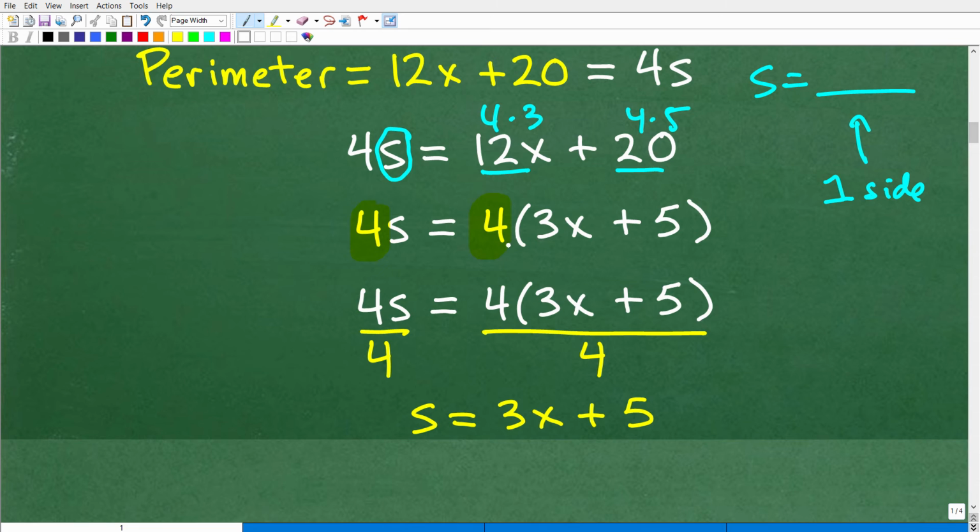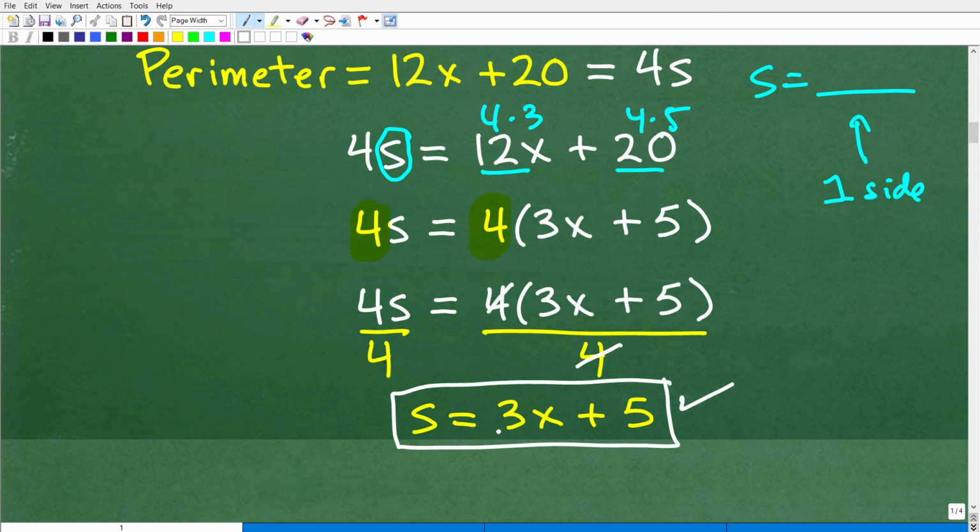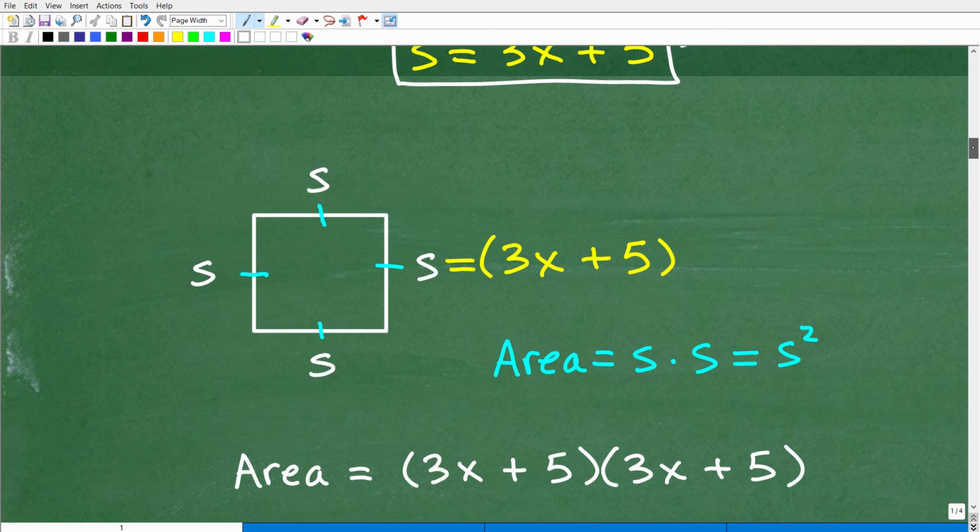All right, so let's go ahead and divide now both sides of the equation by 4. And we have 4 divided by 4, which is 1. That's excellent. That's what I want. And here, these 4's cross cancel, right? These are like factors. So that leaves me with 3x plus 5. So we have one side of this square being equal to 3x plus 5. And remember, that's what we needed to find out to express the area. All right, let's go do that now.